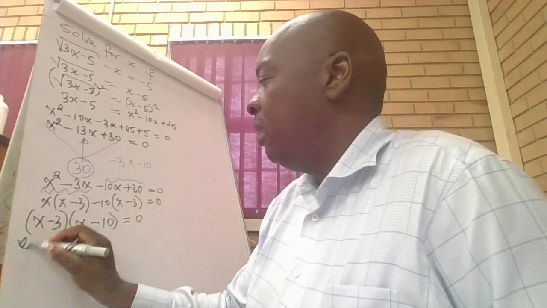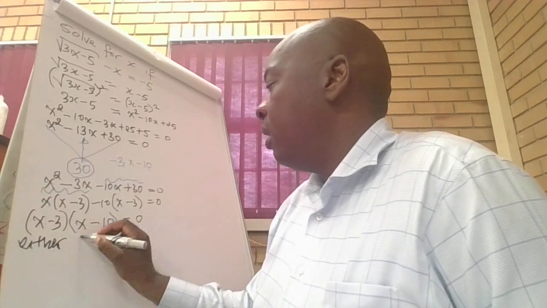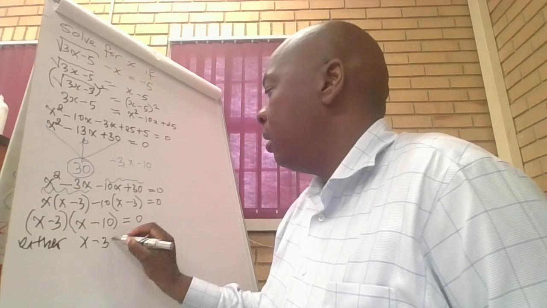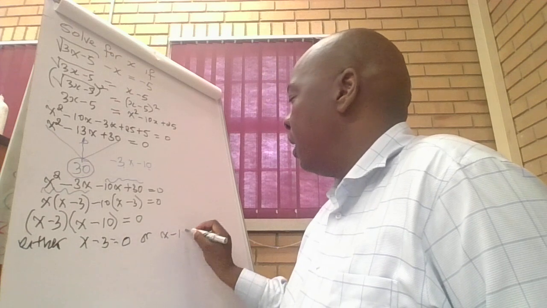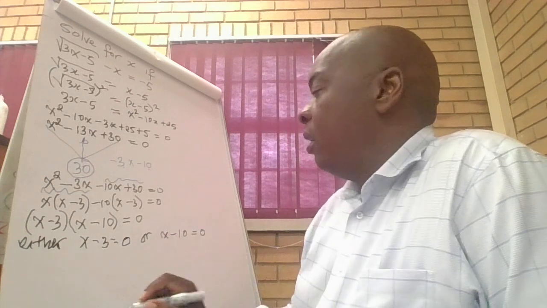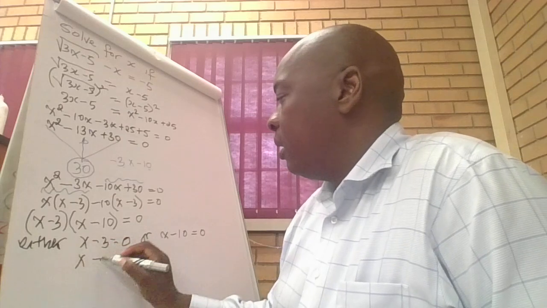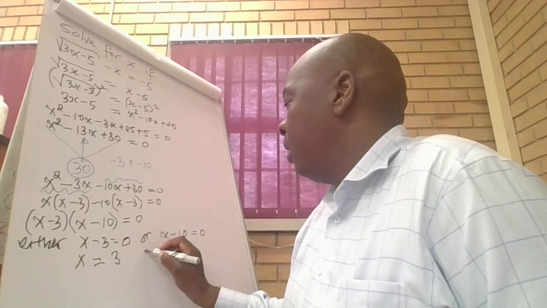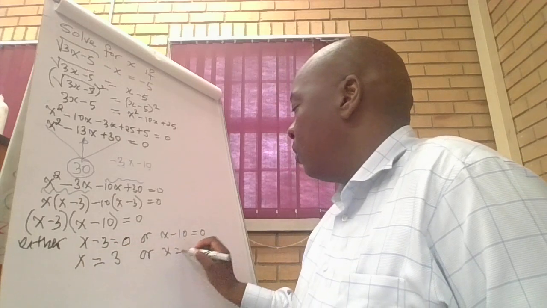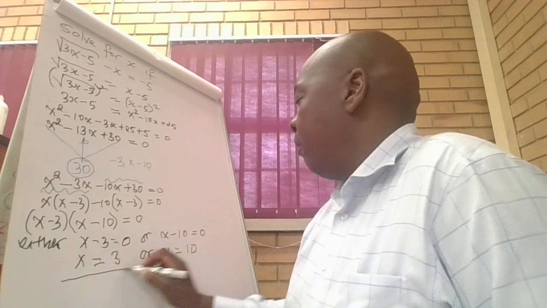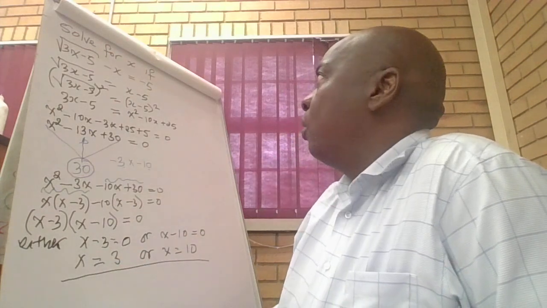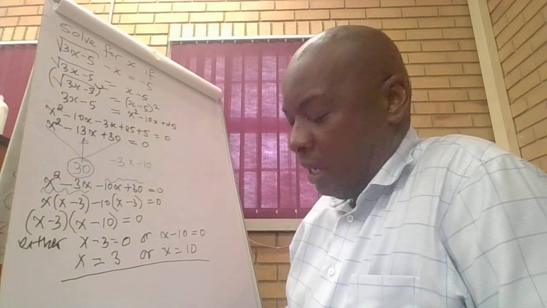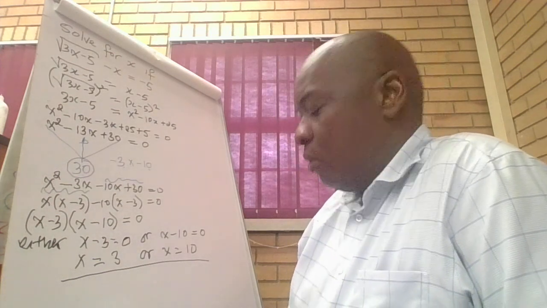So that means either x minus 3 is equal to 0, or x minus 10 is equal to 0. So it follows that x is equal to 3 or x is equal to 10. So I have solved for x in this particular equation, which contains a surd. So we have solved for x there.